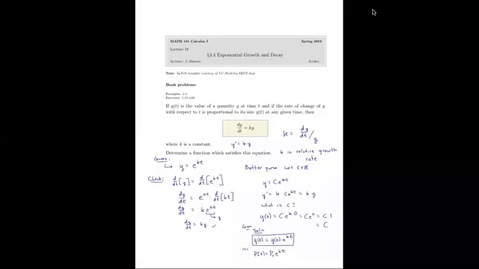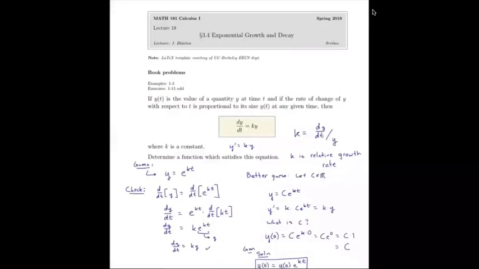Section 3.4 is exponential growth and decay. So this is a nice application in the course. Typically, we just do a lot of abstract looking math problems. And this is finally a place where we can connect some of the concepts of derivatives to real applications or math modeling applications.